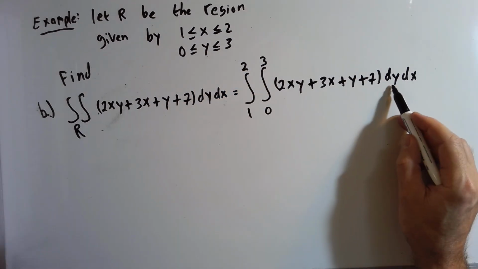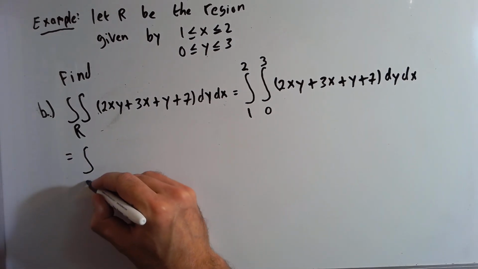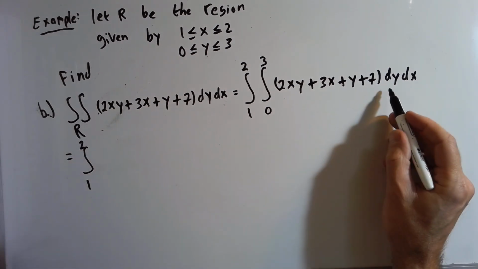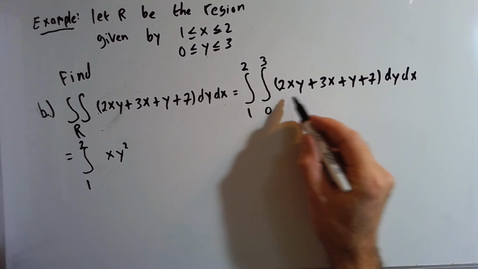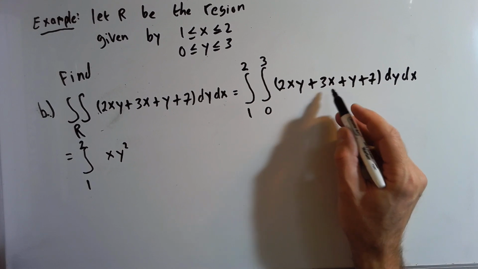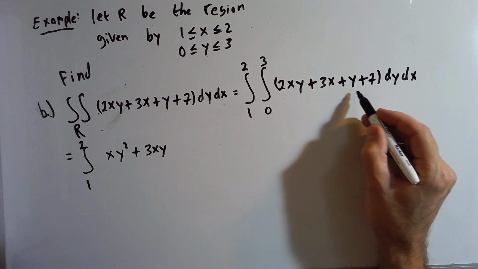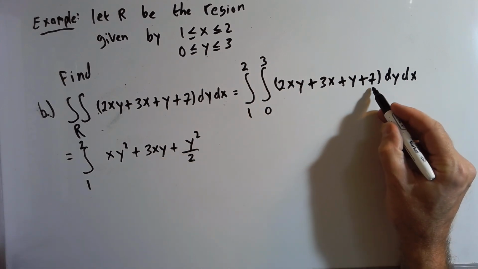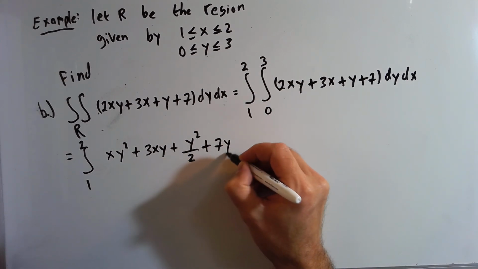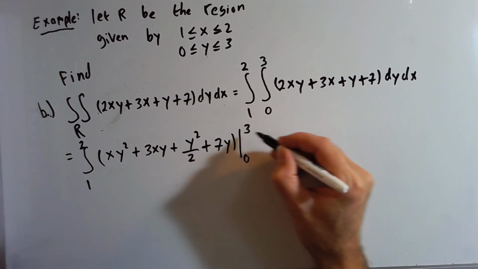Okay, so I'm going to integrate with respect to y first, since I have the dy first. So I'm treating x like a constant. So it'll be then double integral 1 to 2. So integrating with respect to y now, it's going to be xy squared for this guy. 3x is a constant, so when you integrate it'd be 3xy. Integrating y with respect to y will be y squared over 2. And integrating 7 with respect to y will be 7y. And we're evaluating this at 0 and 3.